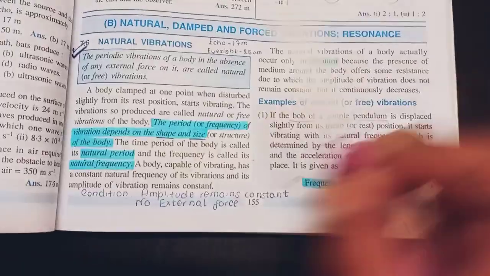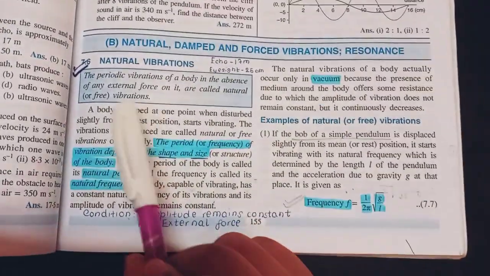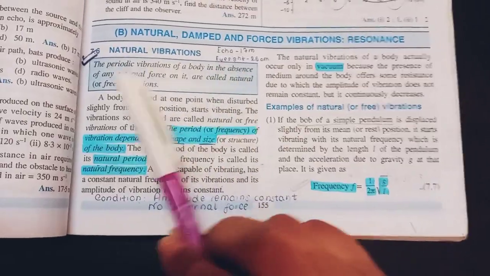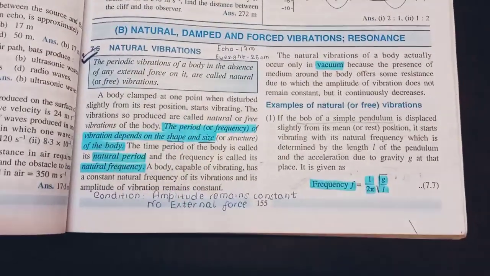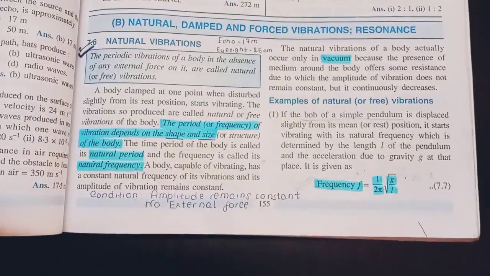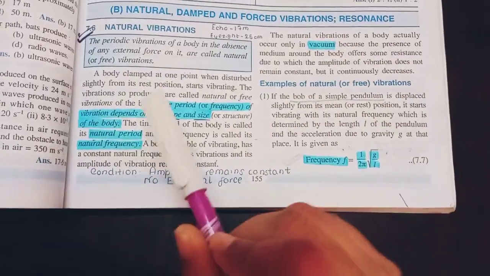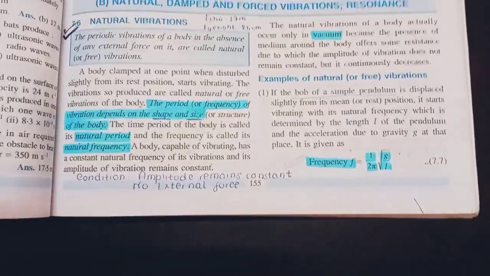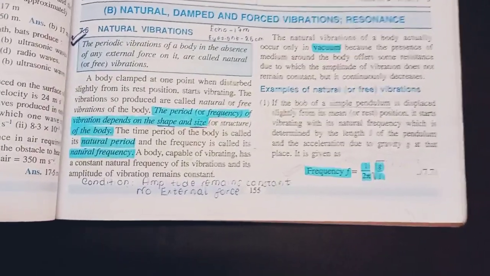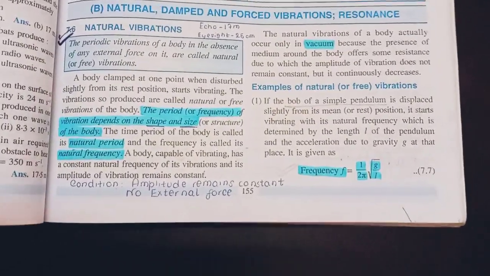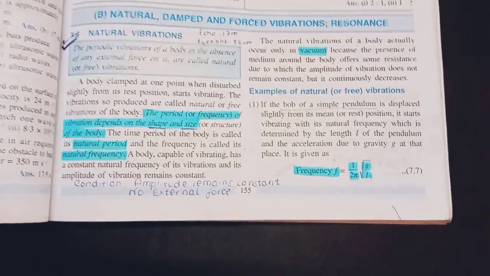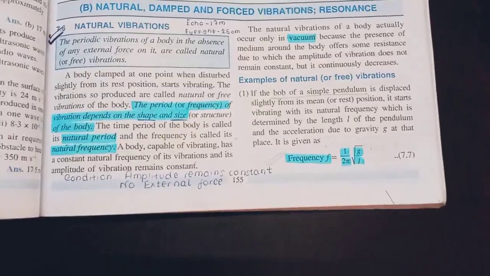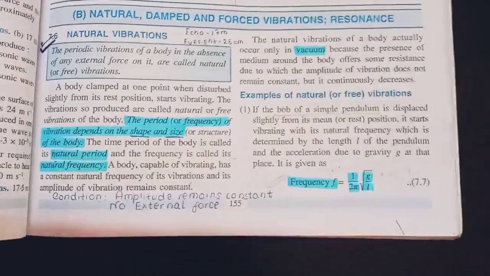Try to learn the keywords. The keyword here is external force, right? Absence of any external force. So that is how you determine the keyword. Now, when you study this, you have to also learn the proportionality concepts, like if frequency increases, then what is the effect on time interval, and so on. All these proportionality concepts must be crystal clear.